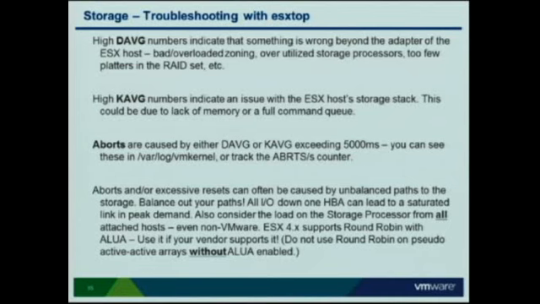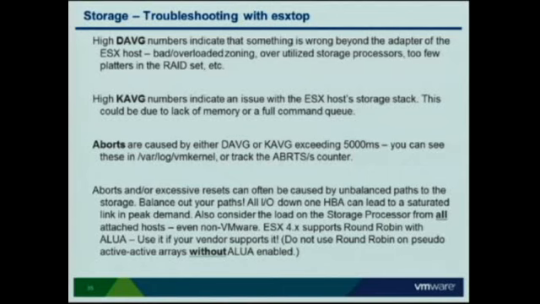So what do these mean? If we see high DAVG numbers, it's going to indicate that something is wrong beyond the adapter of that ESX host. We could potentially have bad zoning. We could potentially just have overloaded zoning. Maybe we're throwing out all of our IOs over one HBA. We could have overutilized storage processors.